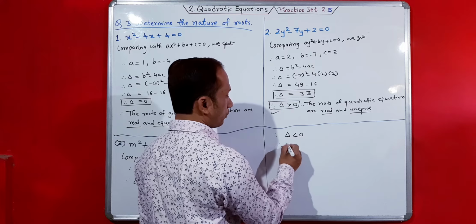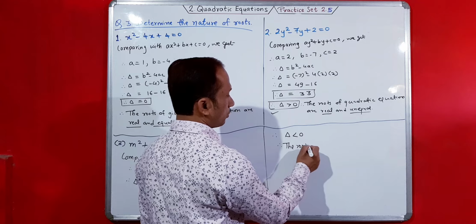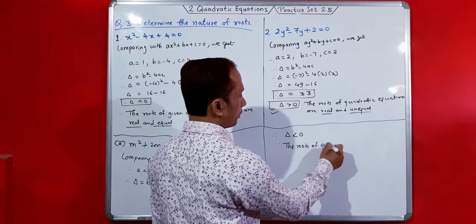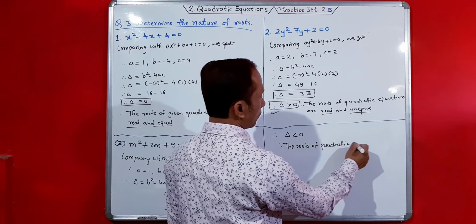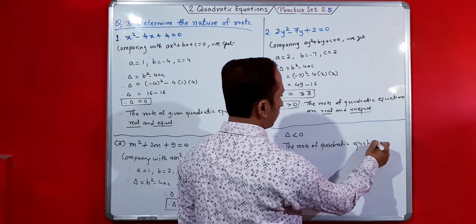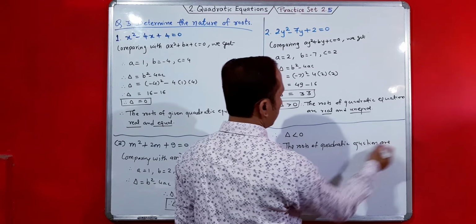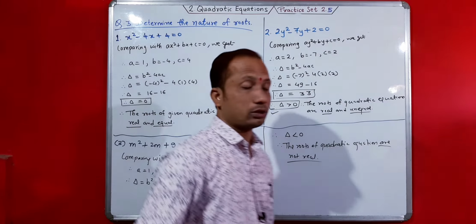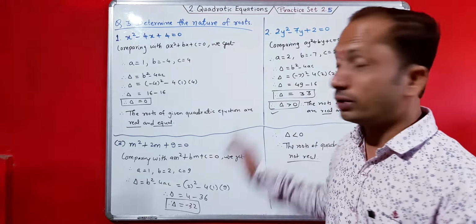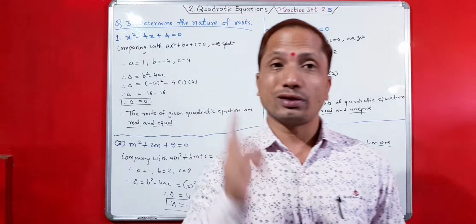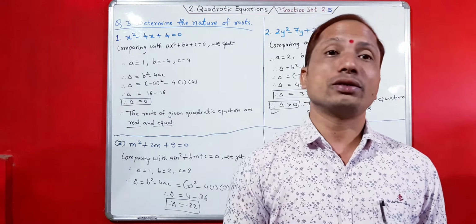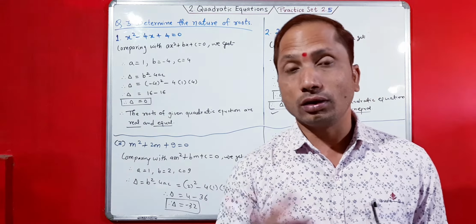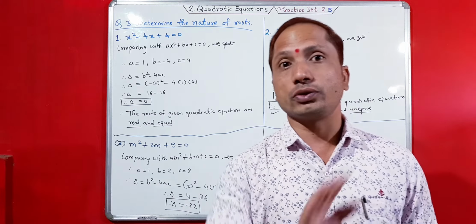Therefore delta is less than 0, so the roots of the quadratic equation are not real. If the value of delta is less than 0, then the roots are not real. Don't forget these three conditions. If delta is equal to 0, roots are real and equal. If delta is greater than 0, roots are real and unequal. If delta is less than 0, roots are not real.